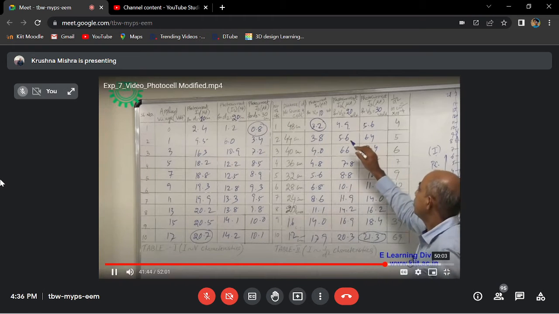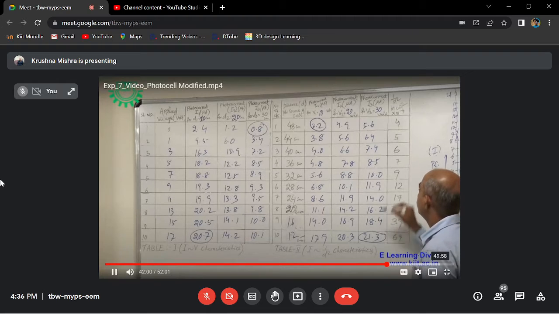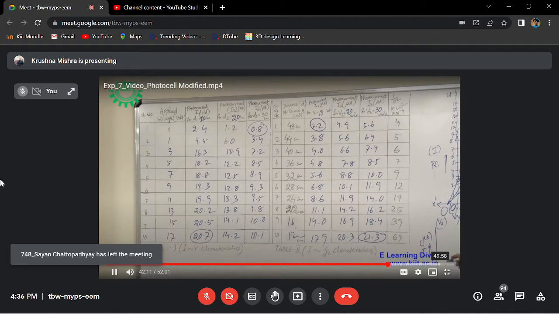If we take the inverse of the square of the distance, that is 1 by d square, then we will get 4 into 10 to the power minus 4, 5 into 10 to the power minus 4, 6 into 10 to the power minus 4. So we will find 1 by d square. This refers to the inverse square law in this experiment. So we are verifying the inverse square law here.